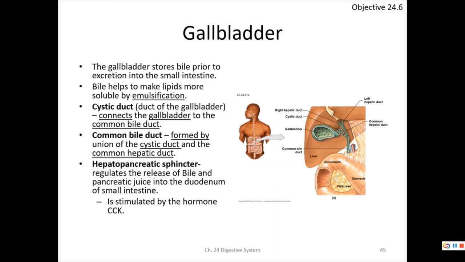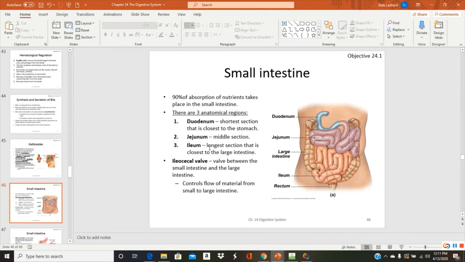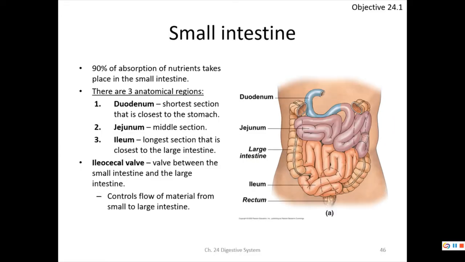Now, the small intestine is where 90% of absorption happens. 90% of the absorption that occurs in the body occurs in your small intestines. And there are actually three anatomical regions. Now the duodenum is by far the shortest part, closest to the stomach. So in blue here is the duodenum.